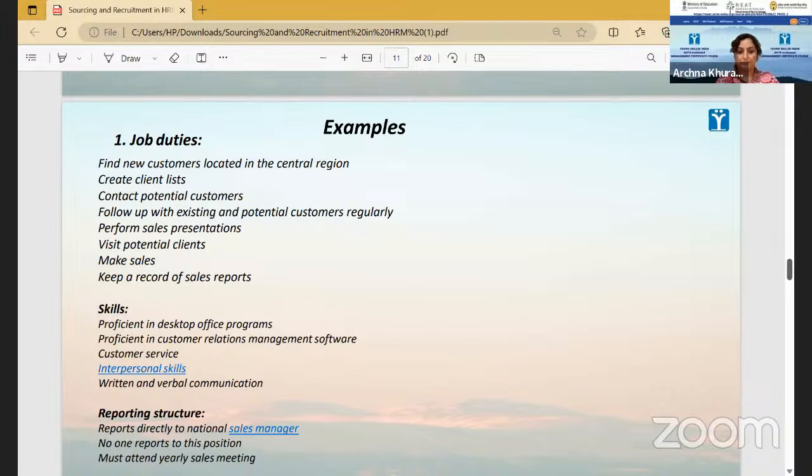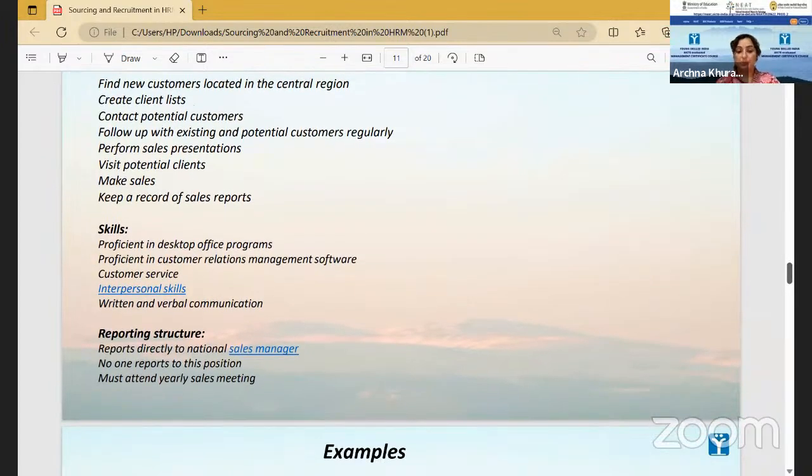Then reporting structure. This position reports directly to the national sales manager. Nobody reports to this position. Must attend yearly sales meeting. These are the important things that are written.